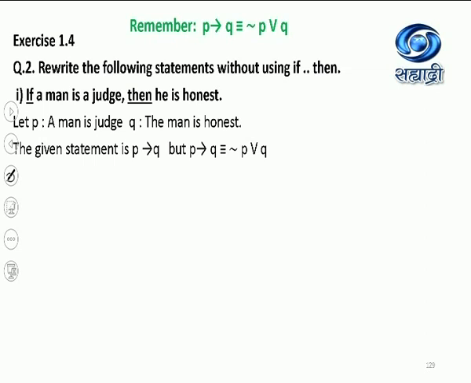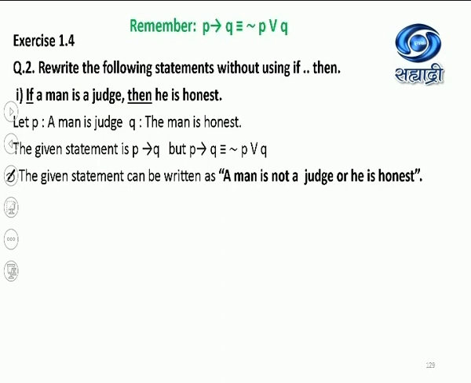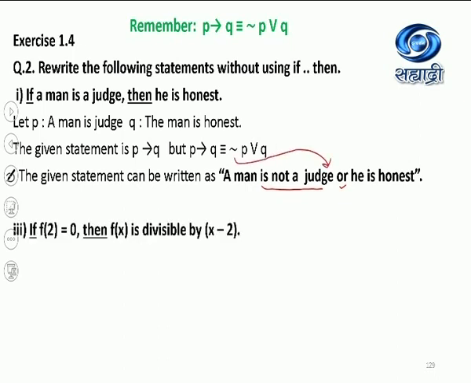Use its equivalent form, negation P or Q. So negation P will be now a man is not a judge, negation P, or he is honest. See how I have converted the implication statement into the disjunction statement. So this question is very self-explanatory. Even if you just copy it in your notebook while studying, you can understand what we have learned today.